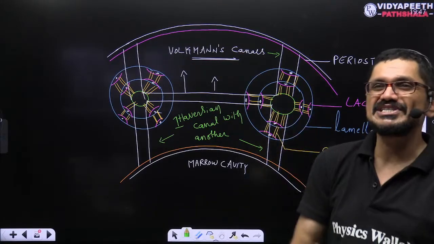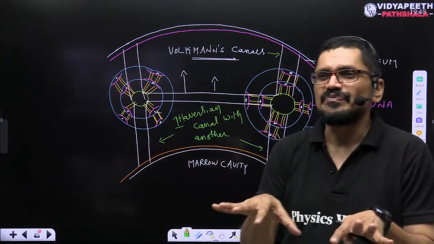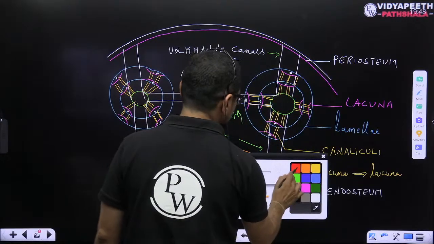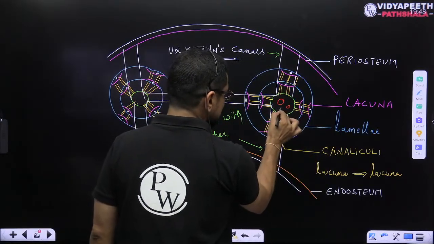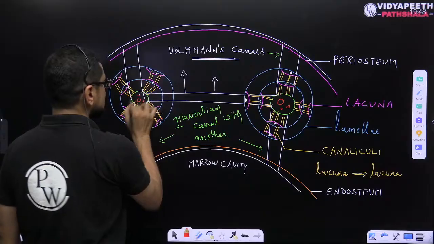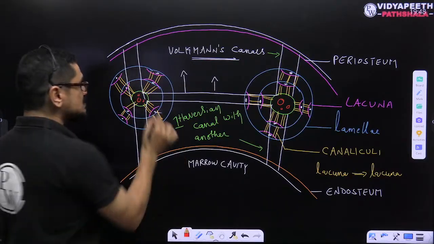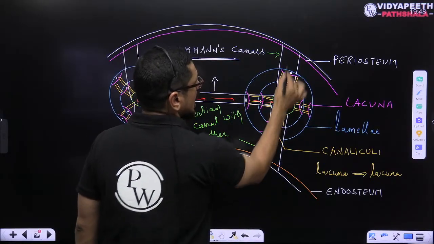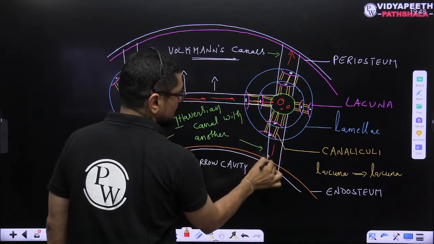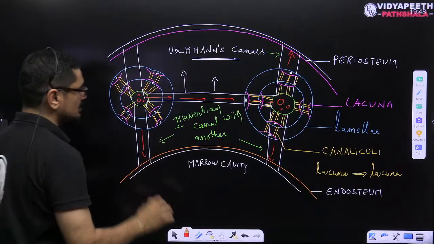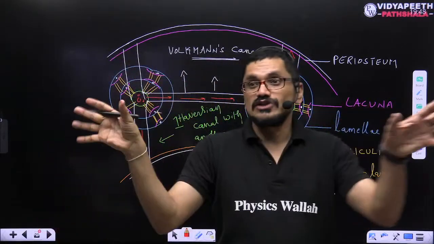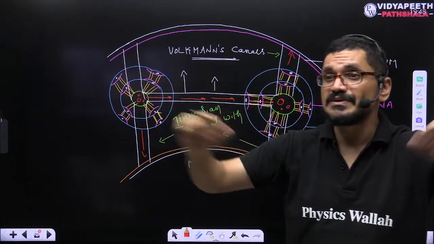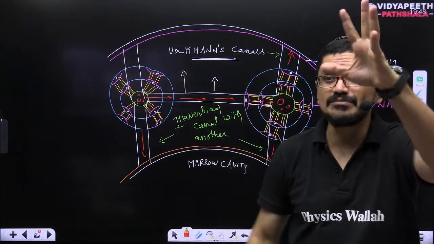You can ask me, sir, what are these connections? What is the advantage of these connections? My dear friends, inside this Haversian canal, a number of blood vessels are present. So many blood vessels are present. So whatever nutrients are present in one Haversian canal will pass to another Haversian canal, and the nutrients are given to the periosteum and endosteum with the help of these canals. So Volkmann's canals help in the passage of nutrients. That is the basic function.